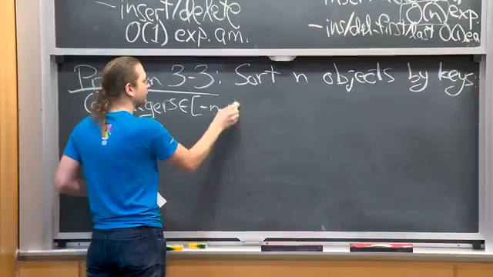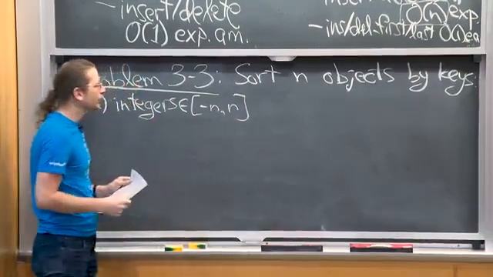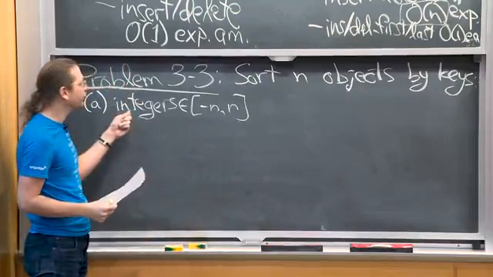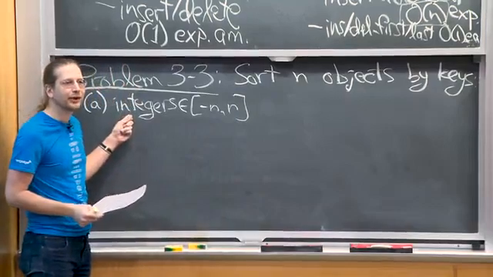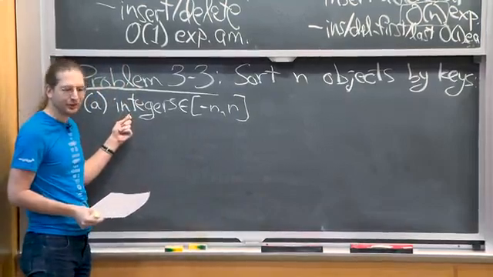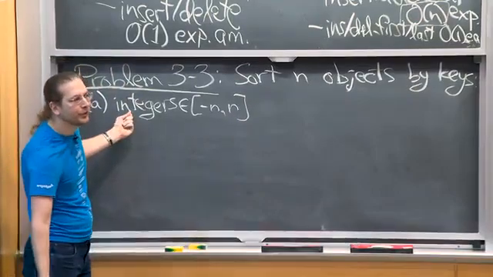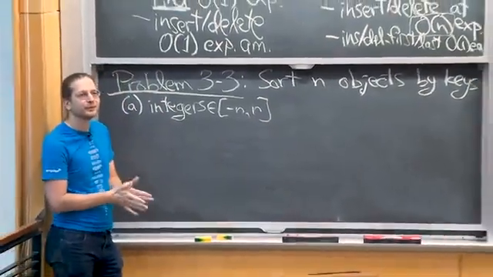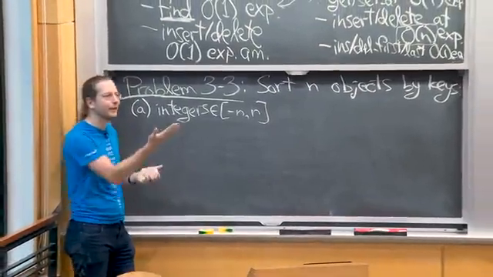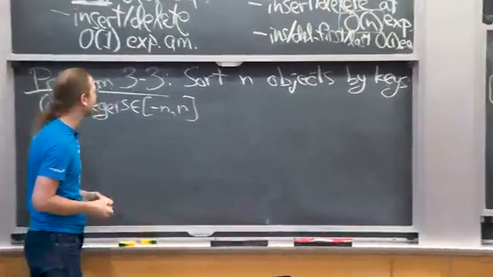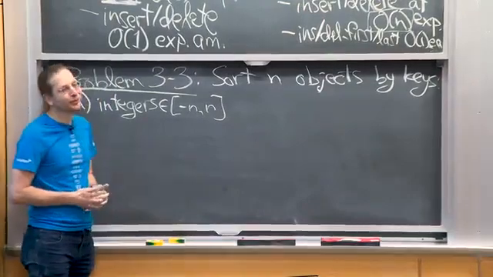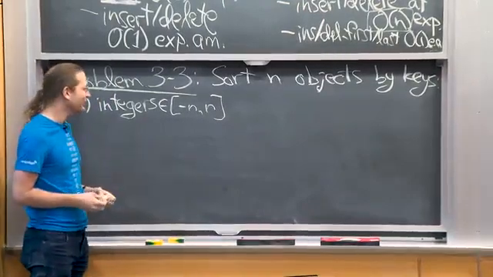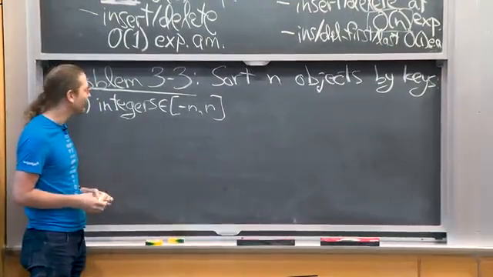OK, so part A, it says species ID, but basically we have integers in the range minus n to n. So if I want to sort n integers in the range minus n to n, what should I do? This is a reference to yesterday's lecture. Yeah. Radix sort. Always a good answer. Well, almost always a good answer when you have integers. It's a good answer whenever you have small integers.